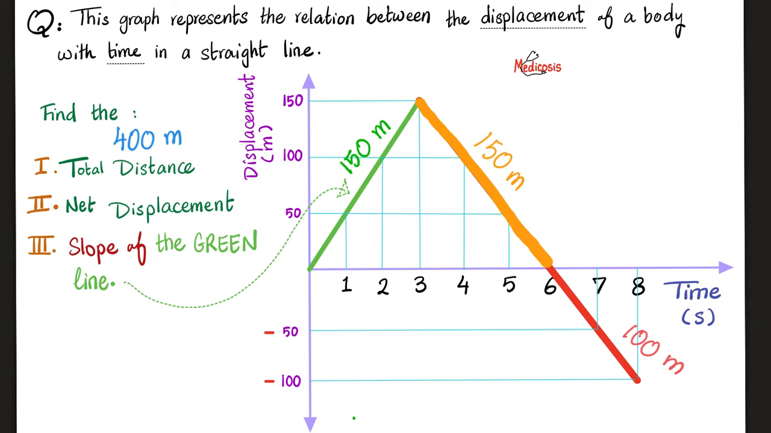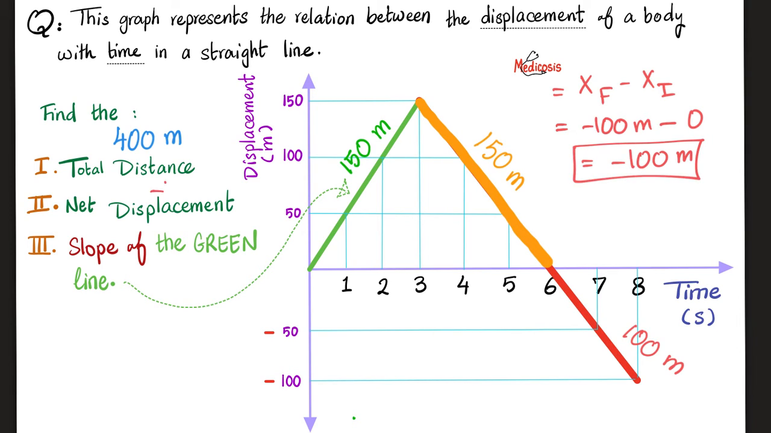But net displacement is different. It cares about the difference between the 0 point and what you ended up at, which is negative 100. So net displacement always equals the final point minus the initial point. What is the final destination? Negative 100 meters. And what is the initial one? Just 0. Making the total net displacement negative 100 meters. And that's the answer for the second part of the question.